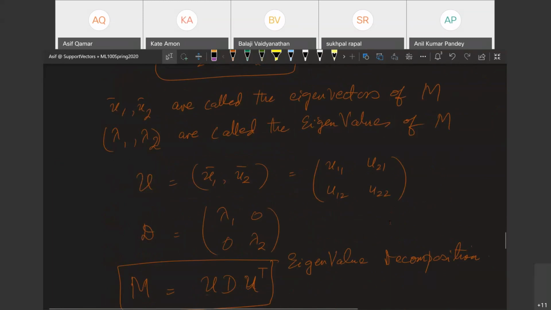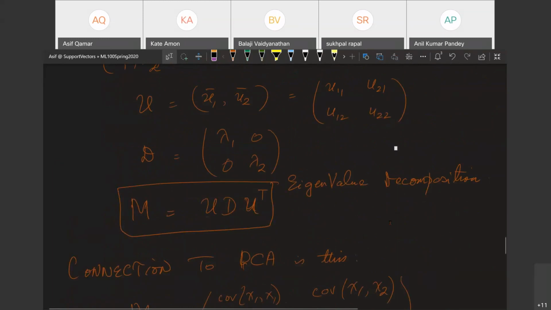And U and D together, there's something very interesting, and it's one of the crown jewels of linear algebra. It says that any square matrix, well, not any, but under certain well-behaved conditions, matrices can be decomposed into U D U transpose. Right? Like this. It's called the eigenvalue decomposition.